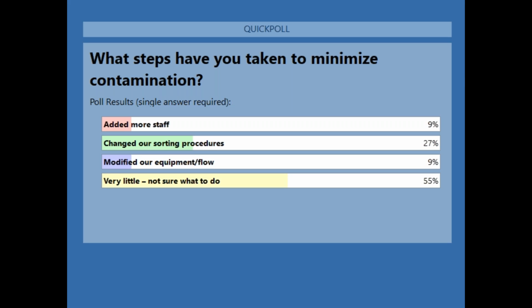Okay, so this is, again, very telling. I'm just going to reach back to the first poll where we had 63% of us saying that contamination is a serious issue at our facility, impacting our revenue. So most of us are having a serious problem with it, and most of us here aren't sure what to do about it. So again, this is what we're going to be talking about today.